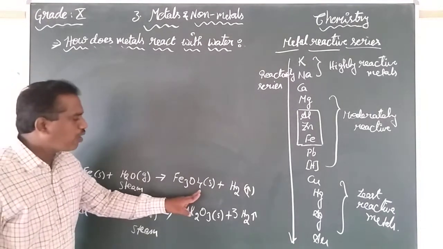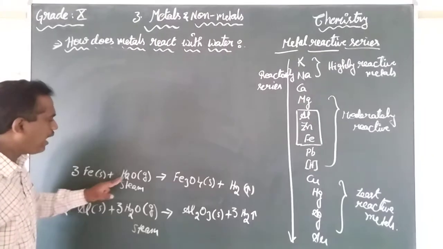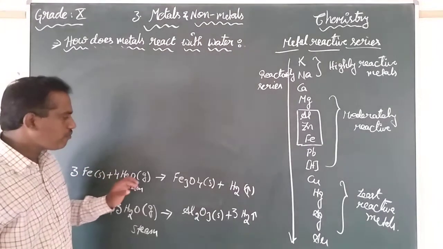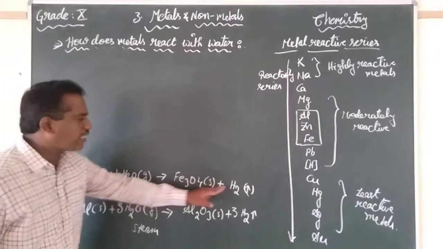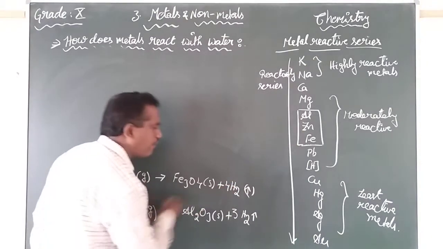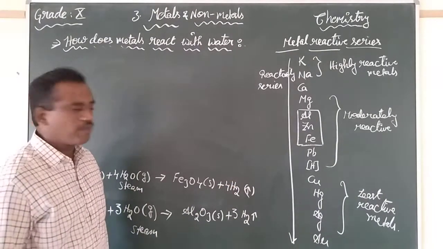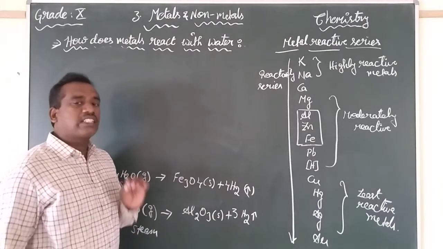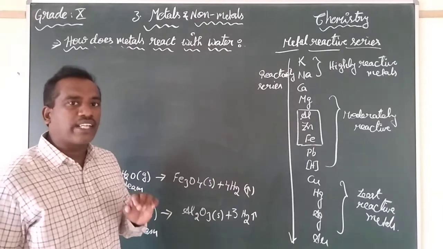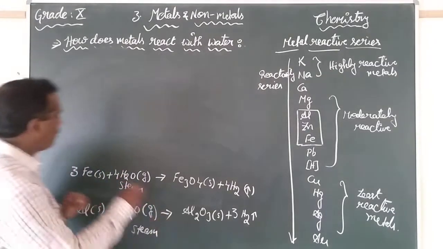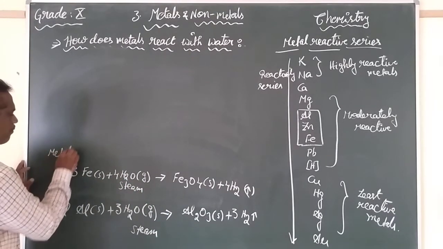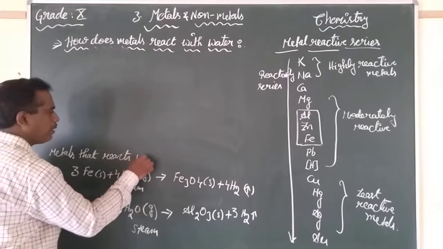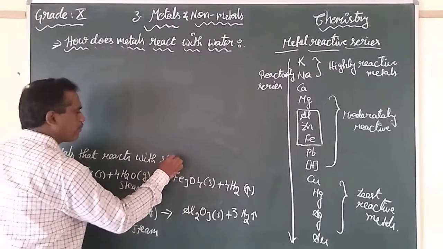Here we need 4. Here we had only 1 mole. So we are making this one as 4 moles. Then how many moles of hydrogen gas will be released? 4 moles of hydrogen gas will be released. So these are the two reactions related to the activity to show metals react with steam. The metals that react with steam.